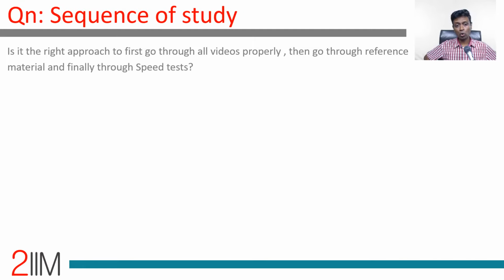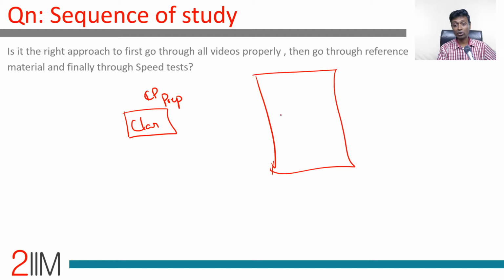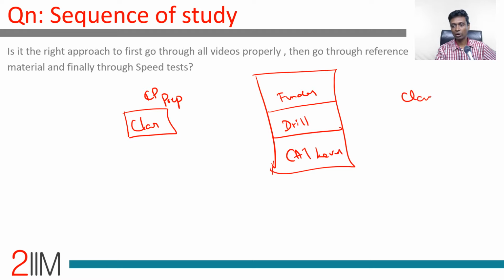Is it the right approach to first go through all the videos properly, then the reference material, and finally the speed test? We've already covered this. The learning class is one aspect. This contains the checkpoint quiz and prep page. The class is built to showcase all three: fundas, which is all those videos; drill, which is the checkpoint quiz; and CAT level, which is the prep page. In each class, we want to show you the concept and funda built slowly, give some practice to consolidate basic ideas, and say, what is the game in the actual exam as far as this topic is concerned?